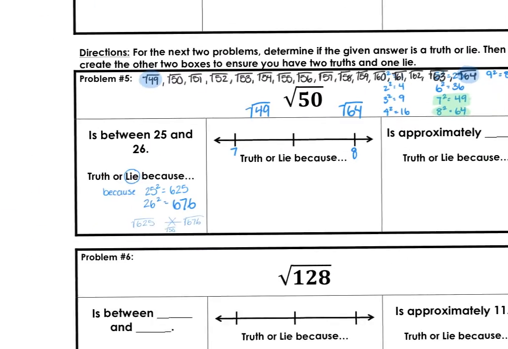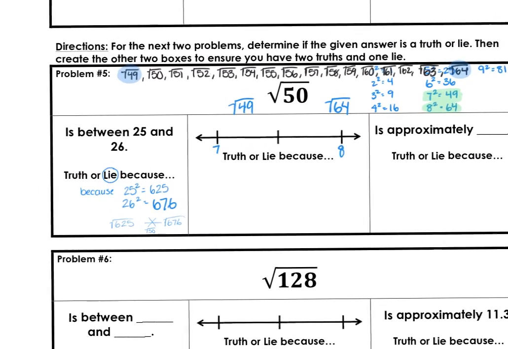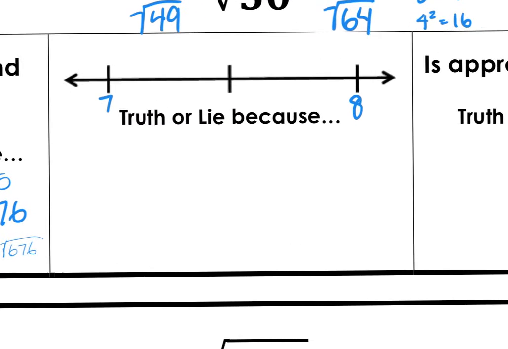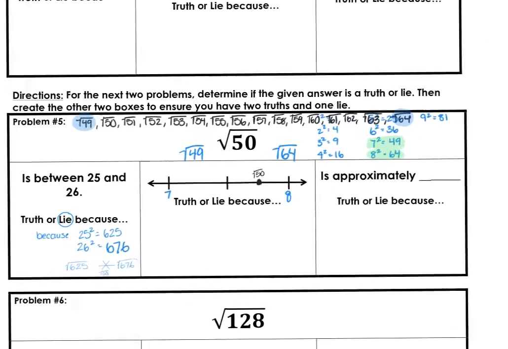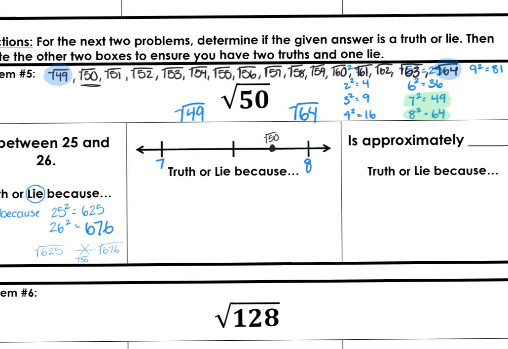Okay, next one. In this case, because this one is a slightly different problem, if I told you the square root of 50 would be right here, well, according to my list of numbers, the square root of 50 should be really, really close to the square root of 49, which is actually 7. So this is where it would actually need to be. So you would say lie, because square root of 50 is closer to 7 and not 8.